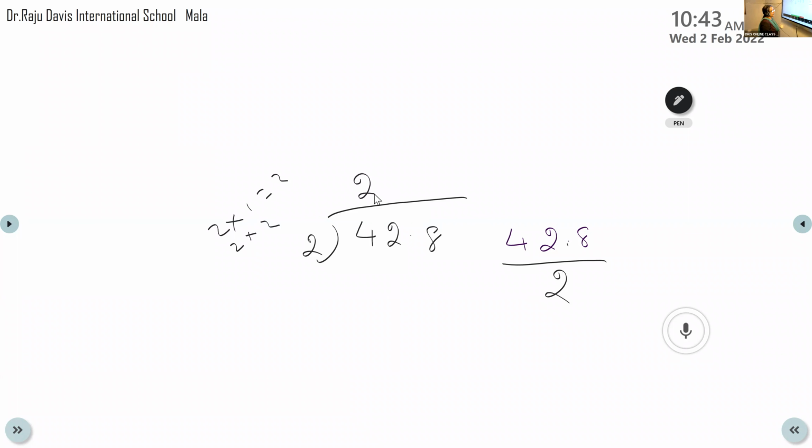Yes. What is the next step? We want to write 4. Two twos are 4 again. 4 minus 4 is 0. Then bring down 2. 0 means no need of writing. Next to it, you have to bring the 2. Then 2 divided by 2.